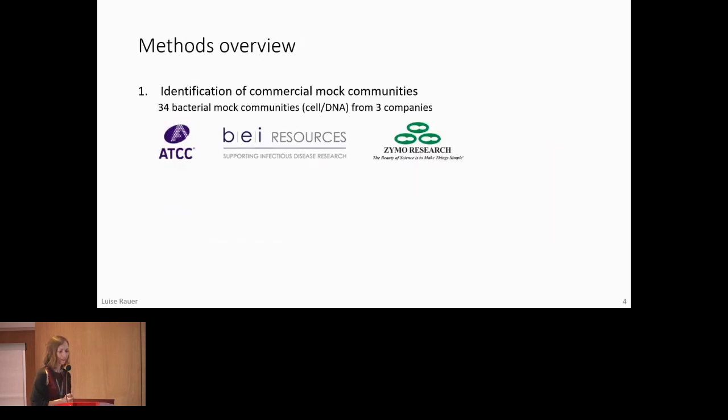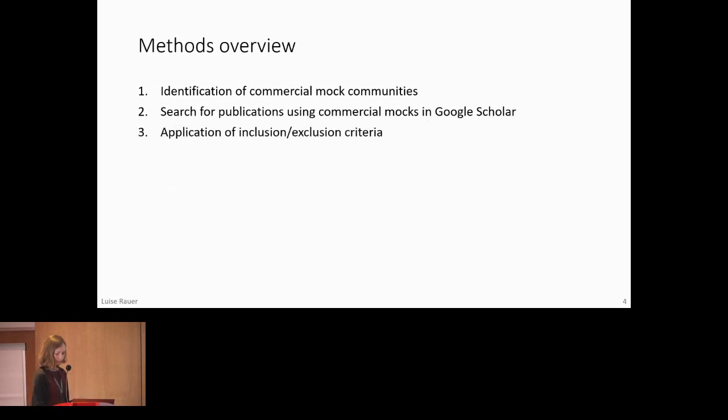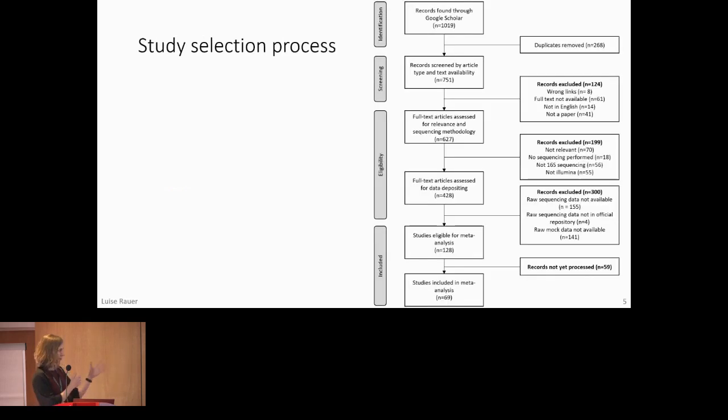So this is what we did. So first, we identified commercial bacterial mock communities. There are around 34 from 3 different companies. Then we searched for publications using these mock communities in Google Scholar. And then we applied inclusion and exclusion criteria. And this is the full scheme.